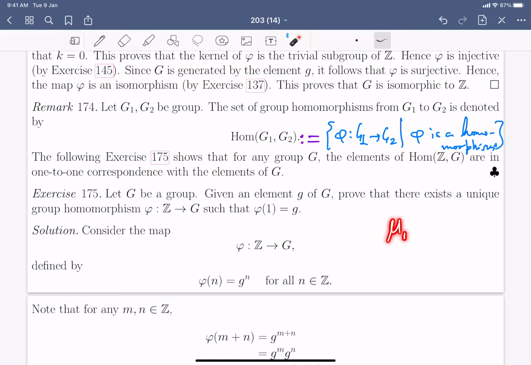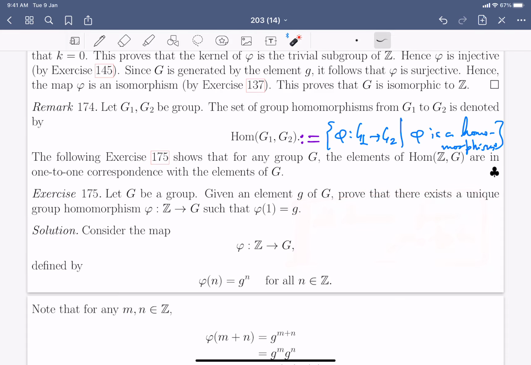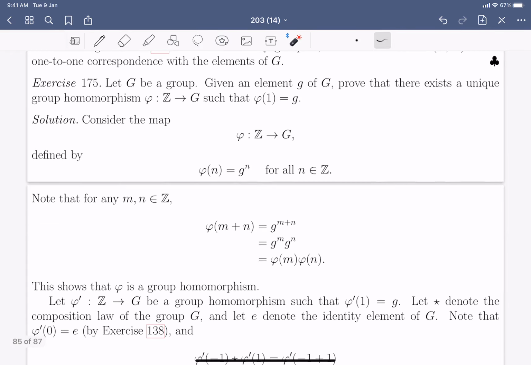We have determined all the homomorphisms from mu to G. This is something that we have done. This is the finite version, and let's now focus on the infinite version. As you see, the argument is completely straightforward. This is something that one would expect.